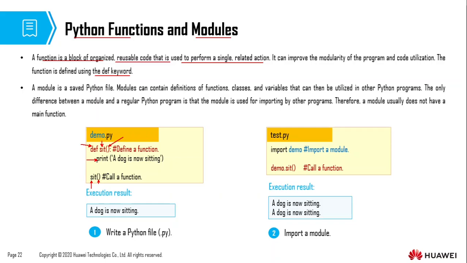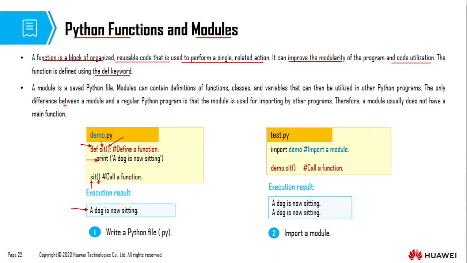Anytime you call a function, the code that is inside that function is going to be executed. So you call sit, it's going to print this: a dog is now sitting. If you call it again, it's going to print it again. So that's why we say that a function is reusable. It can improve modularity and code utilization because you can reuse the code many times. So that is what we call a function.